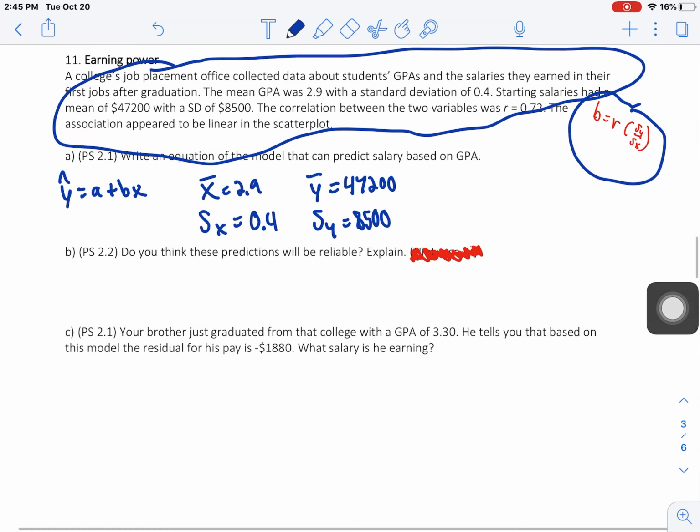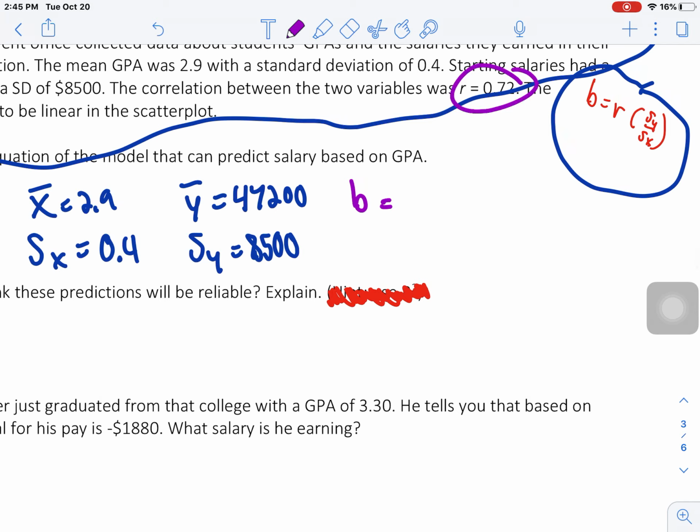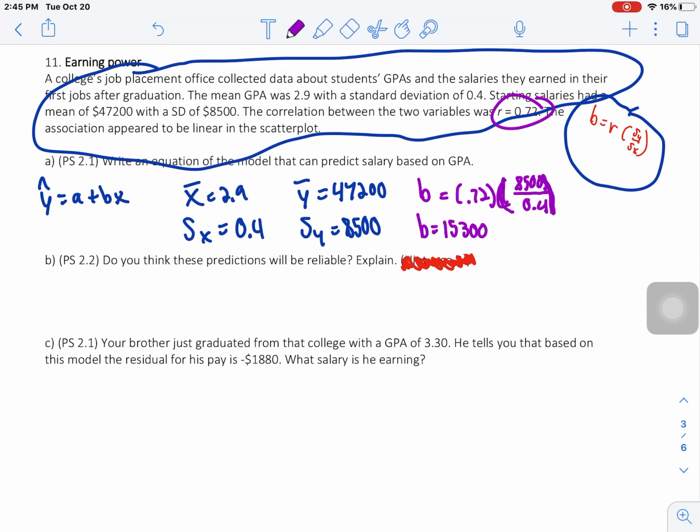So with this, now we use that equation where we can find the slope. The slope equals R. They also give us R right up top there. So 0.72 times the standard deviation of Y over the standard deviation of X, 0.4. I closed my parentheses a little too early. Looks a little sloppy there, but you end up getting a slope of 15,300.